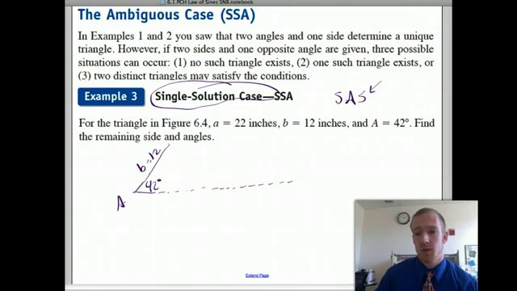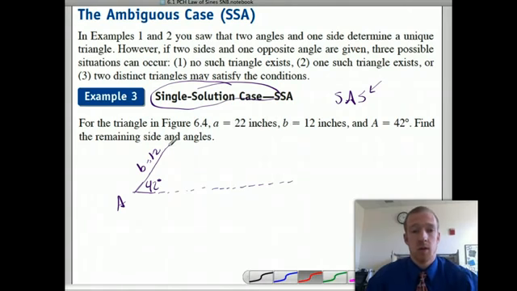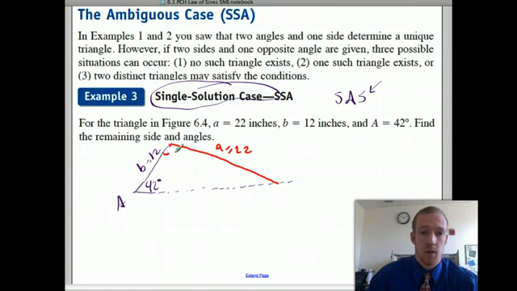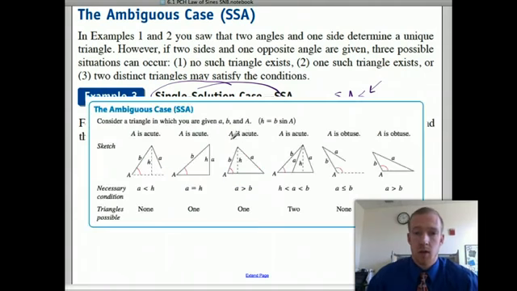Because this is 22, there's no way for us to get a 22-inch side and have an acute angle here, so it has to be an obtuse angle. So A is 22. So we have to have an obtuse angle. That's like this case here. It's this one, where this side A is greater than our B. Alright, so there's one solution.